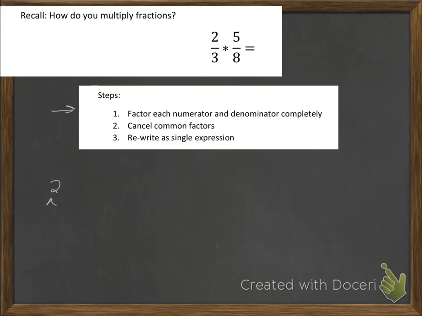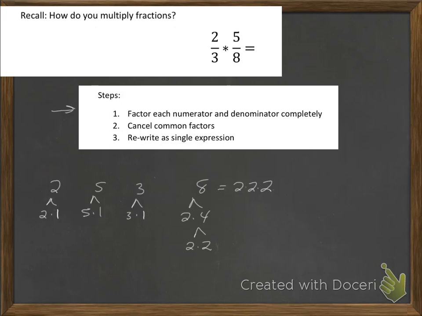2 is prime because it is a product of only 2 and itself. 5 is prime, which is 5 times 1. 3 is prime, 3 times 1. But 8 is not prime. Let's do a prime factorization of 8. Well, 8 is 2 times 4, and of course 4 is also 2 times 2. So a prime factorization of 8 would be 2 times 2 times 2.